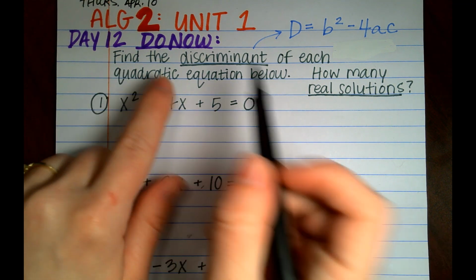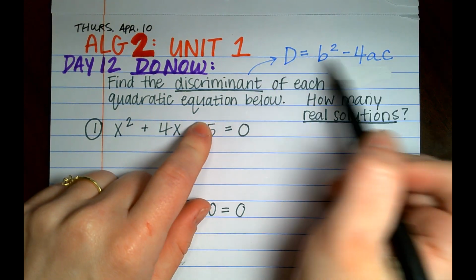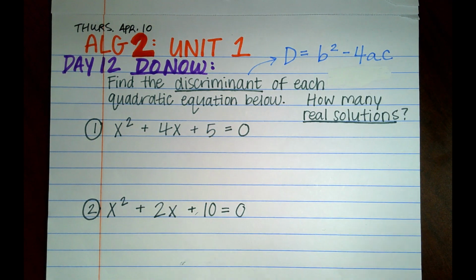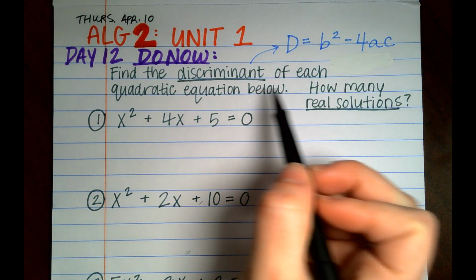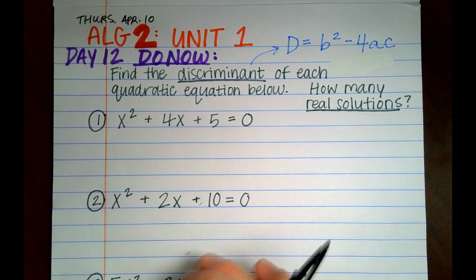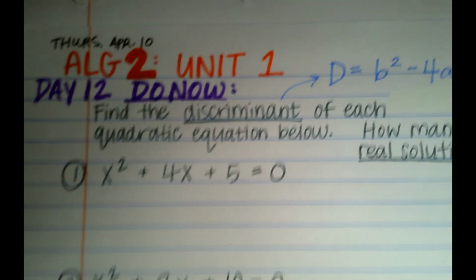Okay, and for your do now today, I've given you 3 quadratic equations, and this time we're focusing just on finding the discriminant. I gave you that formula up at the top in case we forgot it: B squared minus 4 times A times C. And then we need to determine how many real solutions each of these problems will have. So let's start with number 1.